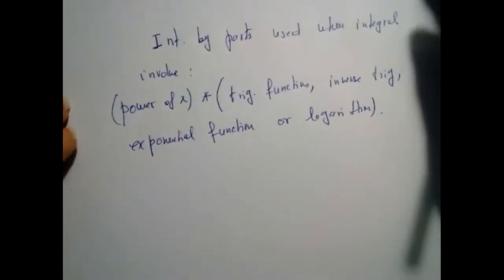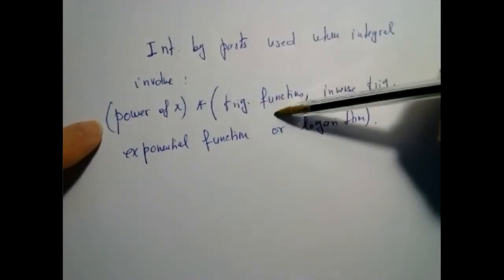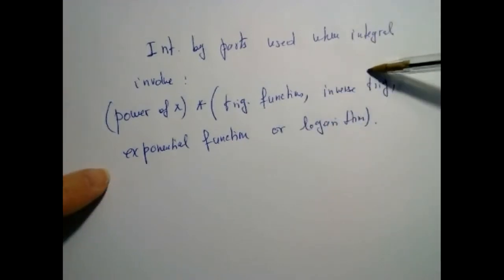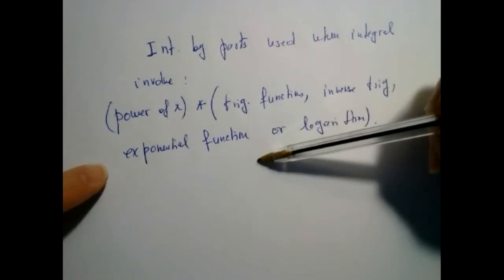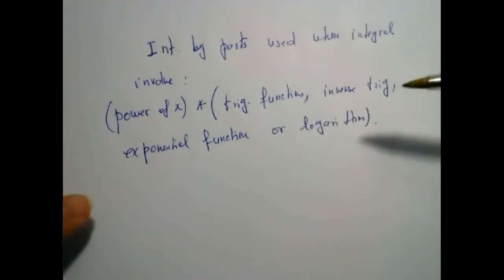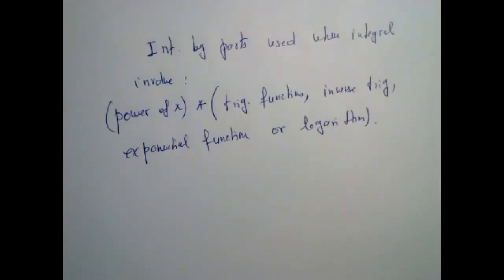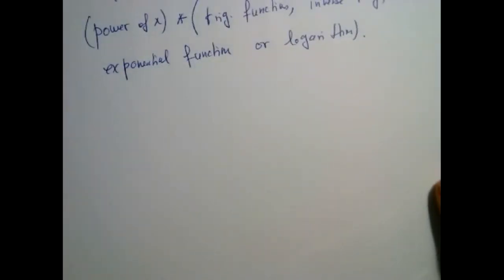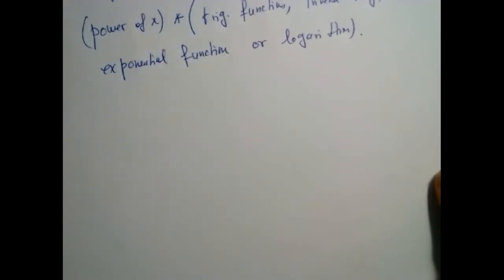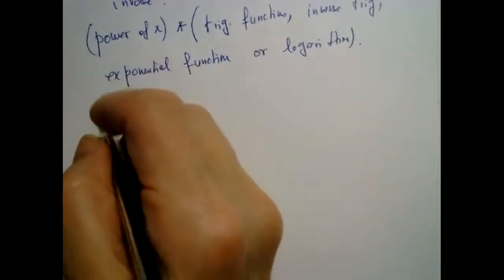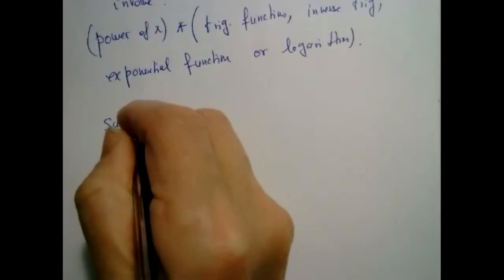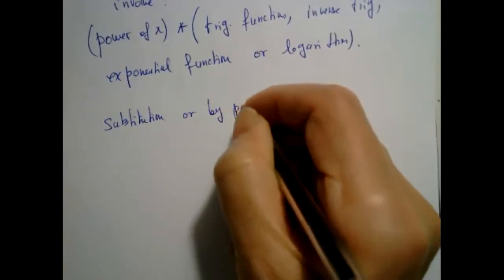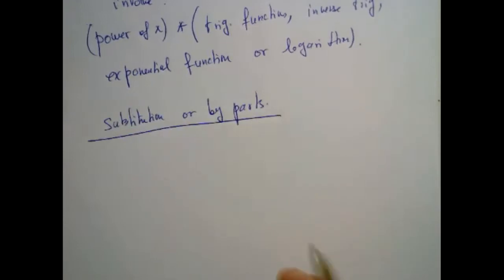So integration by parts is used when the integral involves a power of x times trig, sine, cosine, inverse trig, sine inverse, cosine inverse, exponential, e to the x, e to the 4x, or the logarithmic function. That's where usually we use integration by parts, the general guideline. Now I'm going to give you a bunch of functions, and I'm going to ask you the following question. Is this substitution or by parts? We're not going to solve them. They are relatively easy, but just an idea.